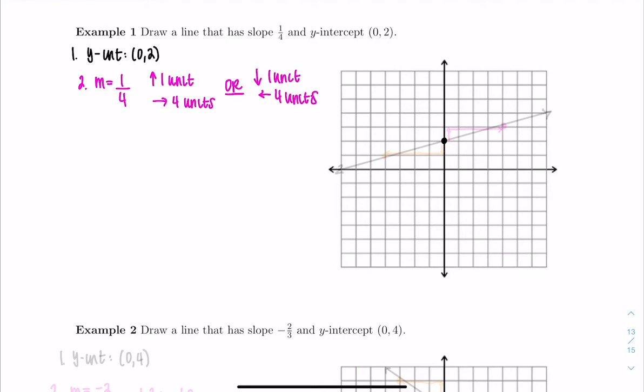So from our y-intercept, let's go the first direction. We go up 1 unit, and then we go over 4 units. So that means my second point would be there. Let's show the other direction. Starting again from the y-intercept, we could go down 1 unit and then to the left 4.